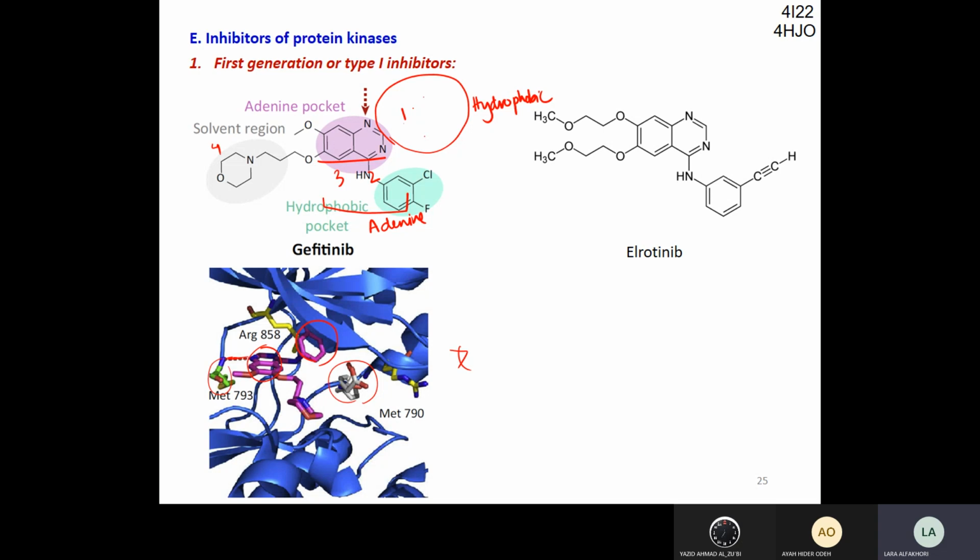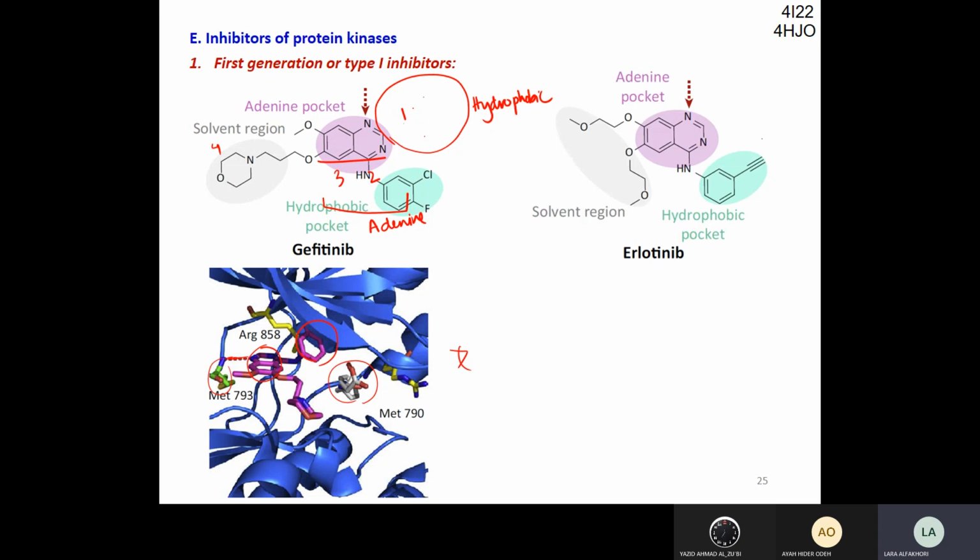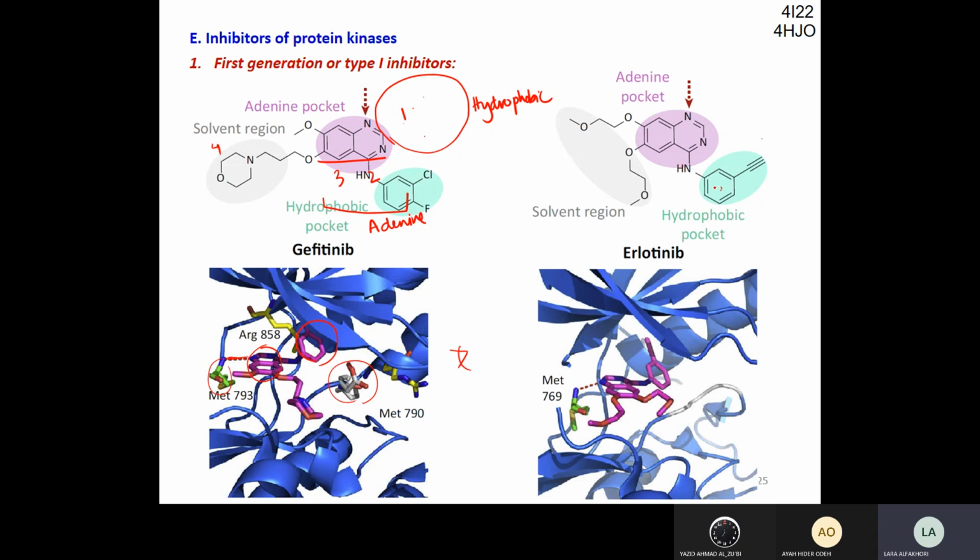Okay, what about erlotinib? Yep, that's the adenine binding pocket, and this one will occupy the hydrophobic pocket. Here's a crystal structure for this drug. Again, as if you are looking, let's say, from the side. This ring in here, similar to gefitinib, is occupying the adenine pocket, forming interactions with the backbone of the hinge region, and this acetylene phenyl group is occupying the hydrophobic pocket.